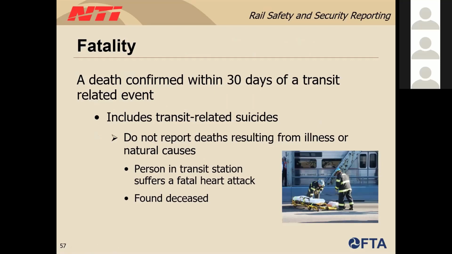Here are a couple of examples for your review. Fatalities. A fatality is a death confirmed within 30 days of a transit-related event. This includes transit-related suicides. Please do not include deaths resulting from illness or natural causes, including individuals found deceased on transit property, where it is not a result of a collision or a suicide.